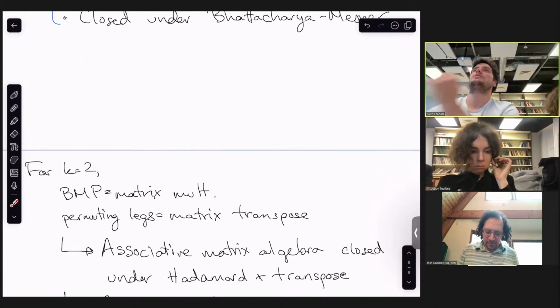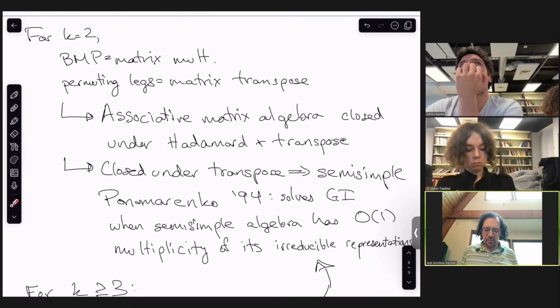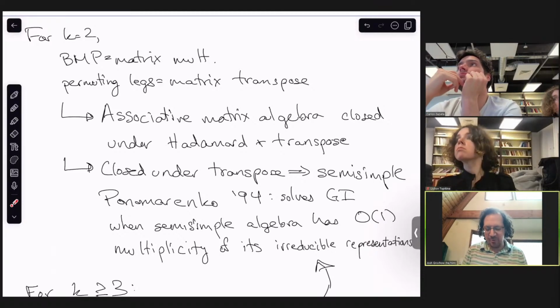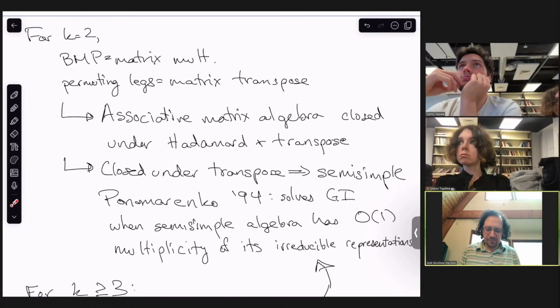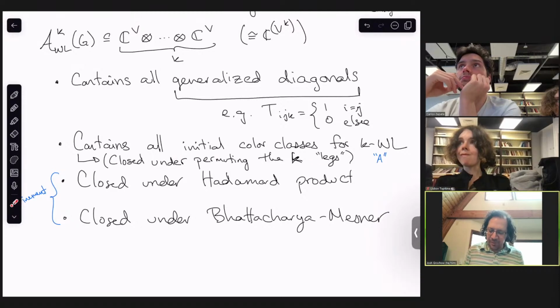Okay. Right. So now, to close, I just want to point out a couple things. When k is 2, I didn't see who it was who said this, but Carlos said this, right? When k is 2, Bhattacharya-Mesner is just matrix multiplication.